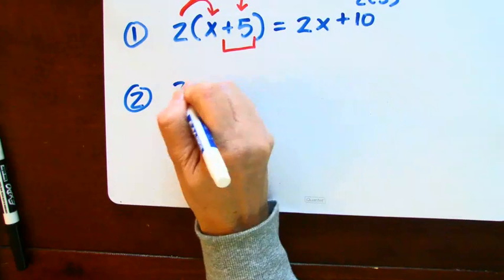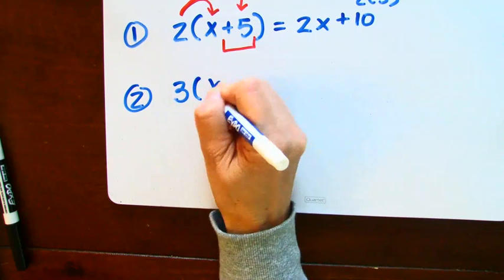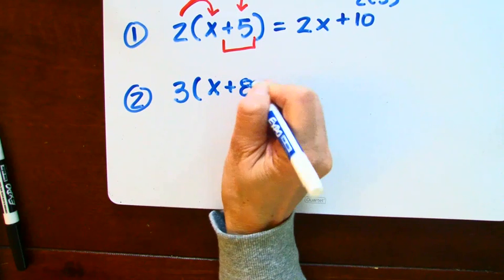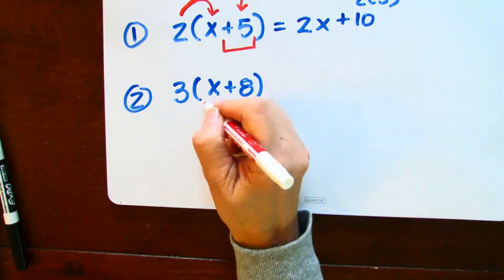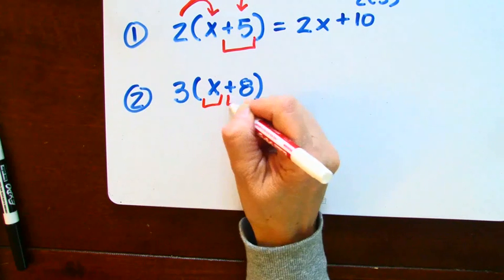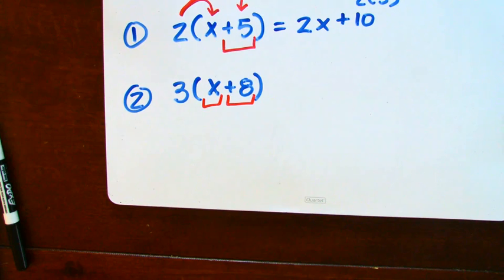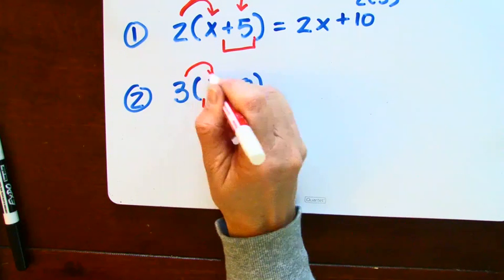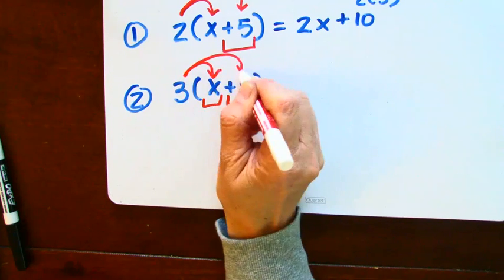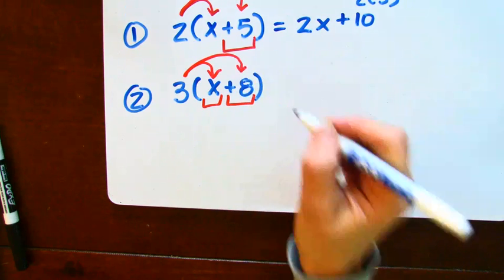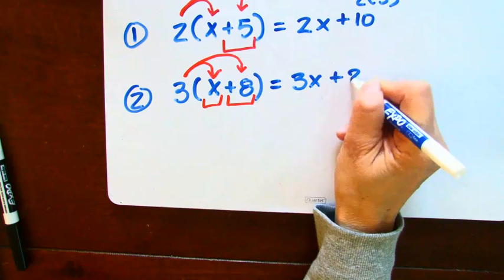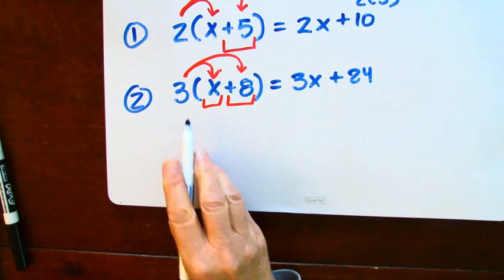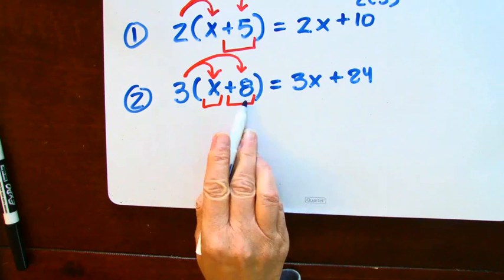Here we have 3 times the quantity of x plus 8. Again, you want to think of this as one term and this as another term. So we have 3 times x and 3 times positive 8. That's going to give us 3x plus 24, because 3 and 8 are both positive numbers.